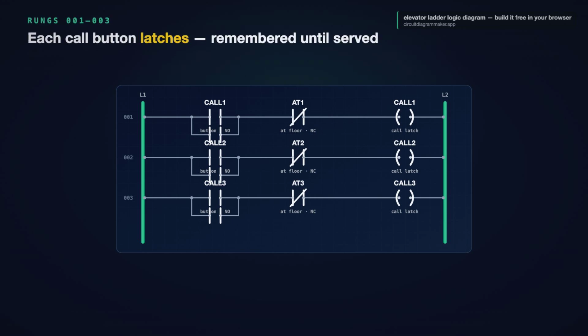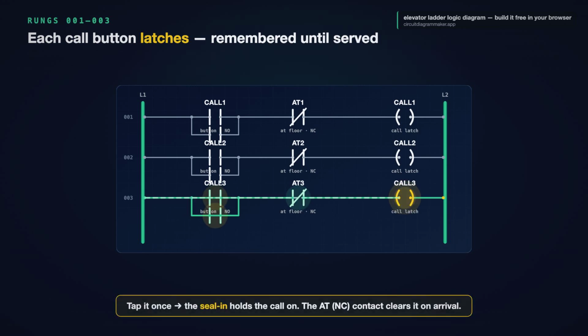Rungs 1, 2, and 3 are the call buttons. 1 rung per floor, and they're all identical. Take floor 3. Off the left rail, the call 3 button, a normally open contact. In parallel with it, a normally open contact of the call 3 coil itself, the seal-in. Then, in series, the F3 floor switch as a normally closed contact, feeding the call 3 coil. Tap the button and the coil energizes. Its own seal-in contact snaps closed, a second path around the button. So you can let go, and the call stays latched, the car remembers it.